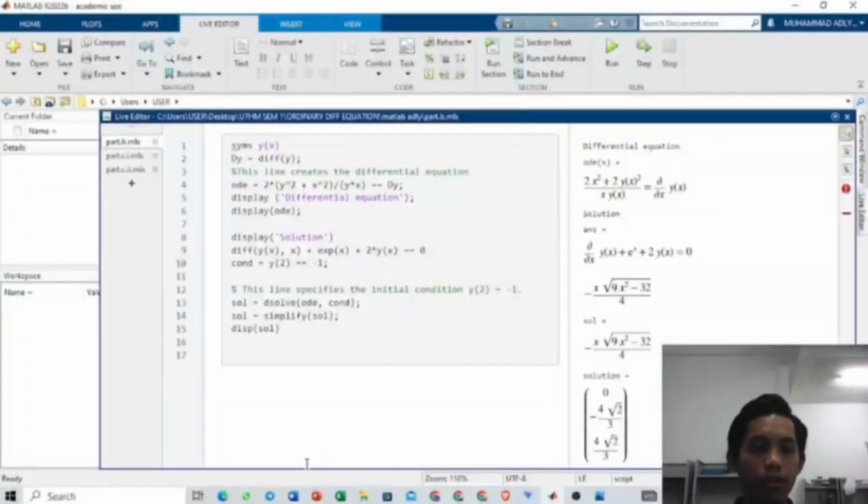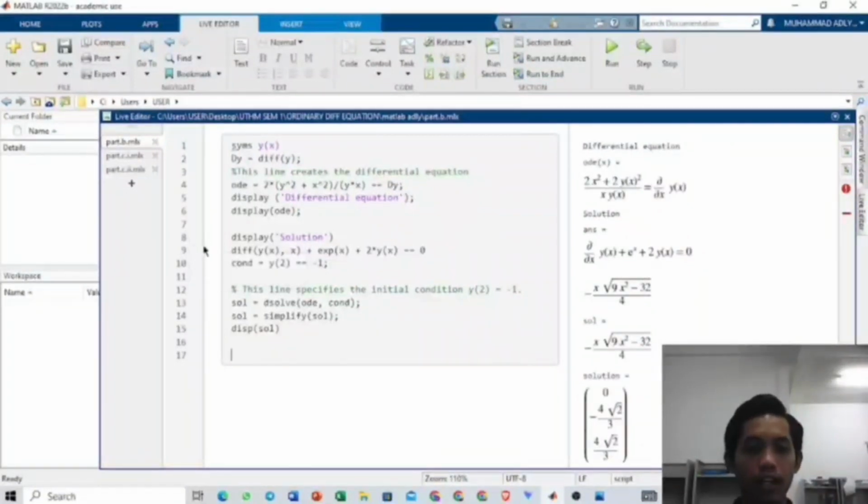Okay, for part B of the simulation, the first line of code defines the function y(x) as a symbolic variable. Next, the second line takes the derivative of function y(x) and stores it in the variable dy. In the third line, a differential equation is defined as 2 star y power of 2 plus x power of 2 over y star x equal to dy and stored in the variable ODE. The next line displays the text differential equation followed by the actual differential equation stored in ODE.